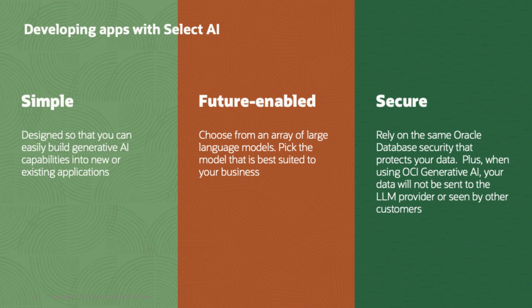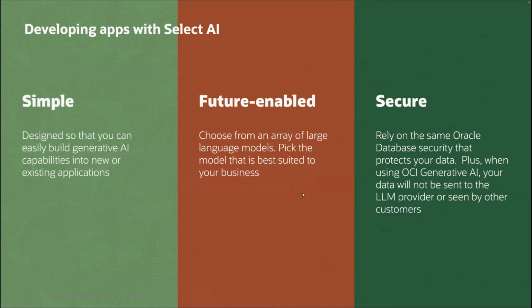So when you develop apps with Select AI, things become simpler because it is designed so that you can easily build generative AI capabilities into your new or existing applications. It is future-proof, and the reason we say this is that you can choose from an array of large language models. You can say, I want to use Cohere, or I want to use OCI Generative AI. As these models get better, you start getting better and better results, and you don't have to do anything. You still connect to a specific service, and that model gets improved, and you get all the improvements.